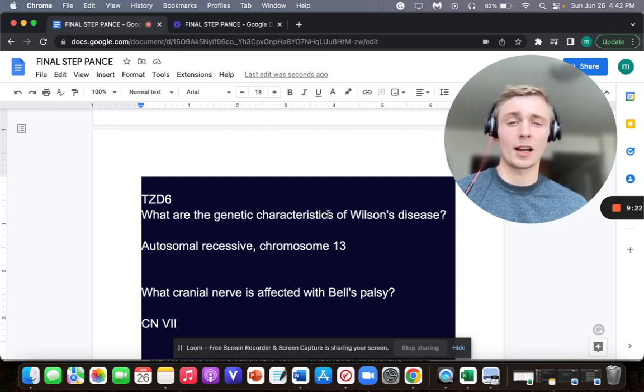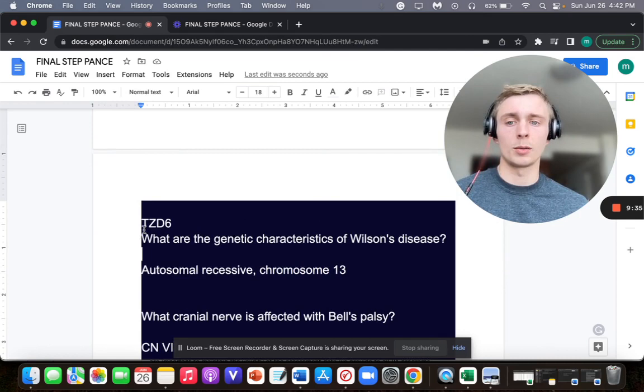And what are the genetic characteristics of Wilson's disease? So genetically, it's autosomal recessive, and it's on chromosome 13. So chromosome 13, decreased ceruloplasmin, which helps bind the copper away. So we have a deficiency in that. We treat them with TZD6.